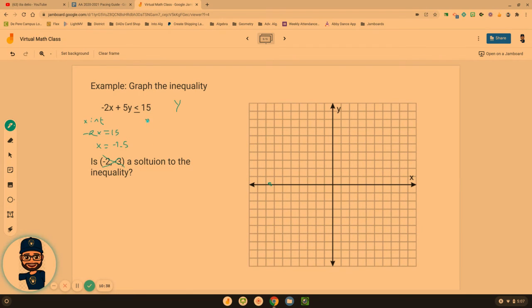The y-intercept is to solve the y part. We're covering up the x, or plugging in 0 for x. So for the y-intercept, 5y is 15, which gives us y equals 3. So that's our y-intercept, y equals 3. So 1, 2, 3 up. Now we've got 2 points, and we can create our line.